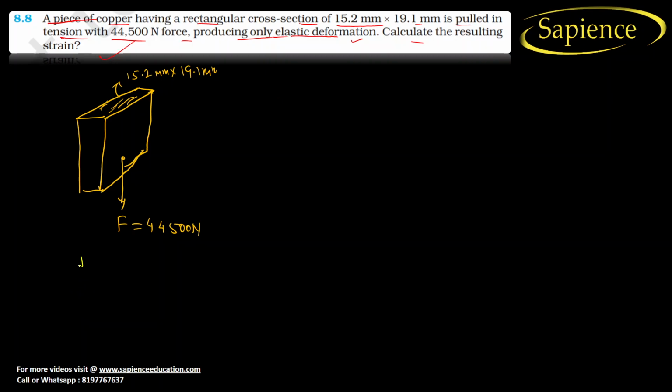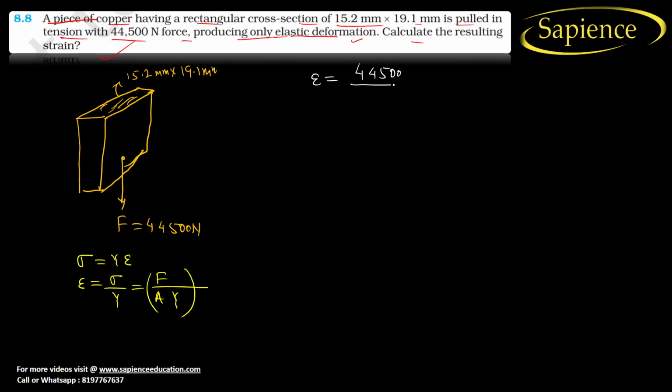So we know the formula: stress is equal to Young's modulus of elasticity into strain. So for getting strain, we need sigma by Y. So stress is force, that is load by area, into Y. So finally, if you put the value, we will get the result. So let us put the value. So strain is equal to force. Force is how much?